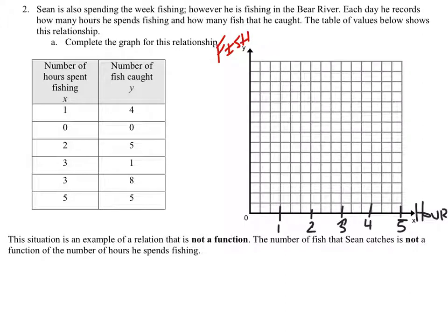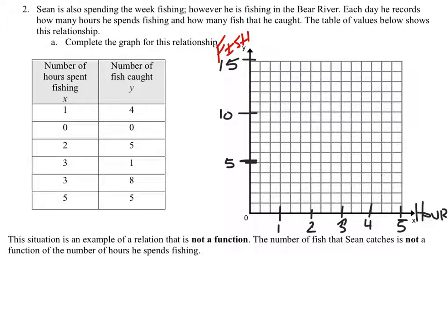So 1, 2, 3, 4, 5. There's a 10, and it goes all the way up to 15 again. And we've labeled the axes and have a scale.